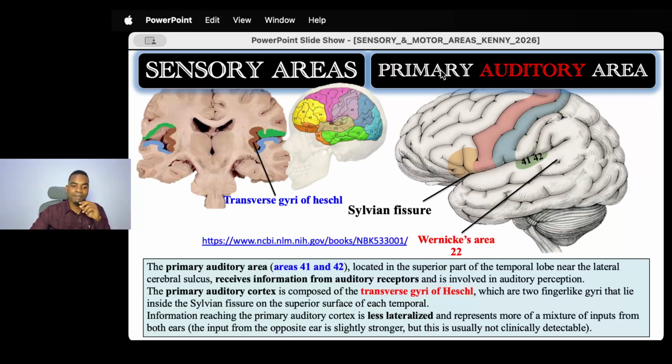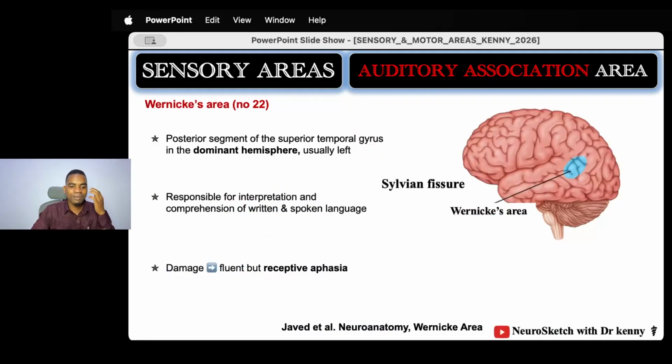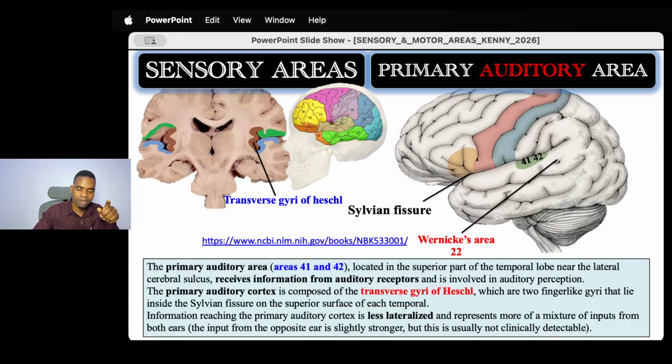One more time, the primary auditory area is Brodmann area number 41 and 42, and its function is to receive the auditory information. This auditory information has to be interpreted at some point, and it is interpreted by auditory association areas, the secondary auditory cortex, for example. The function of the auditory association area is interpreting the auditory information. I'm taking you back. The primary auditory area, Brodmann area number 41 and 42, are receiving the information.